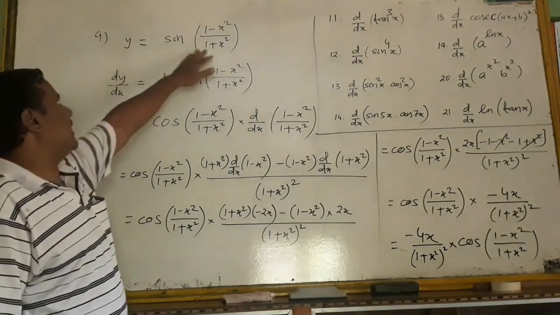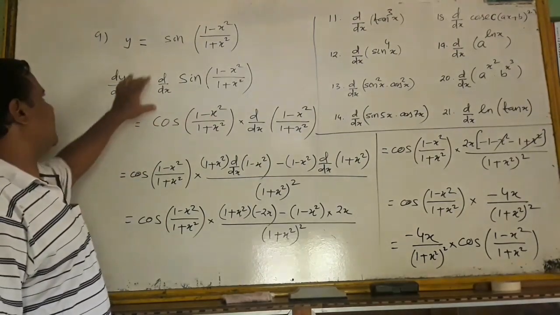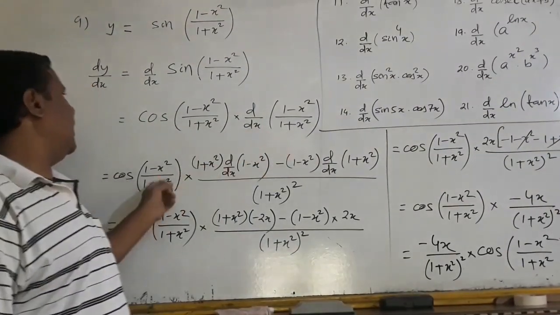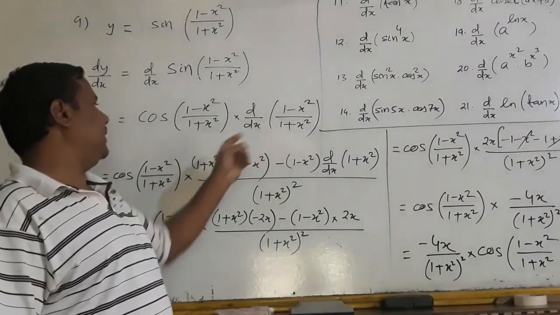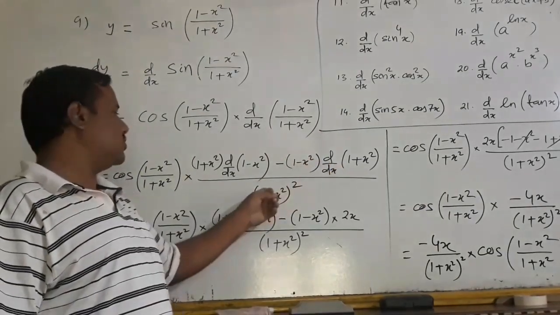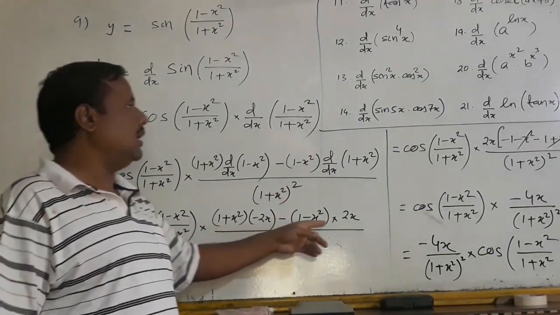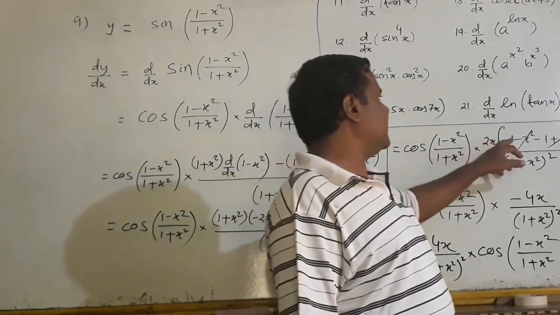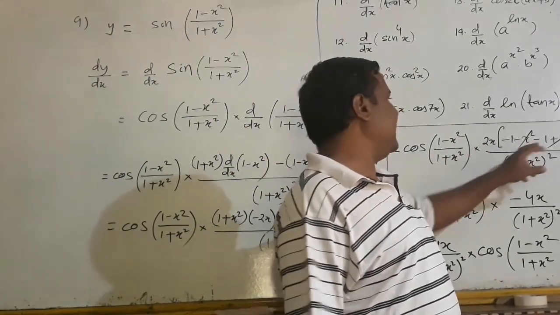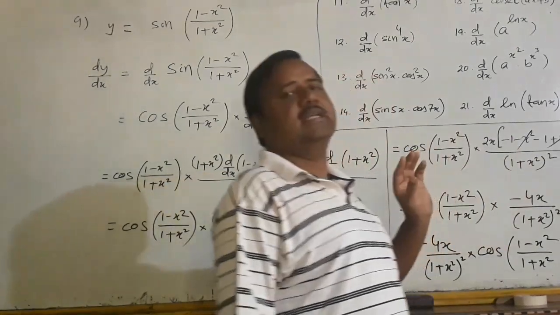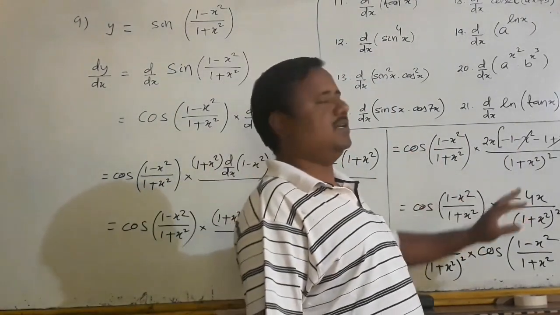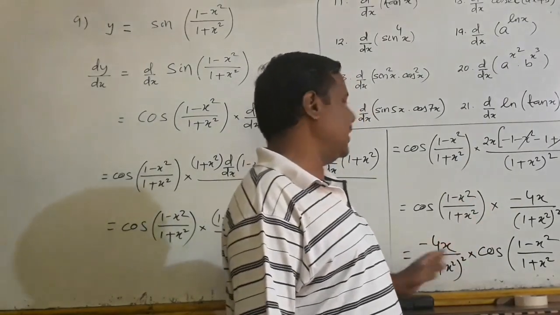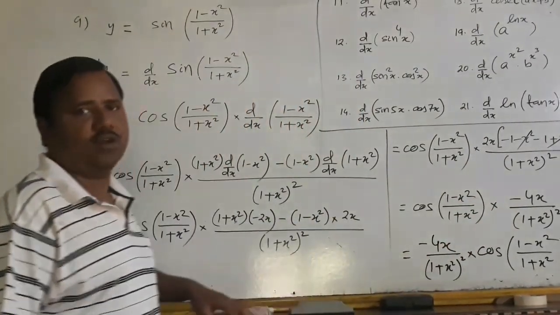Y is equal to sine of this. The answer is: differentiation of sine this is cos this into d by dx of this. And you apply the quotient rule, u derivative v minus u derivative v by v square. Then you solve. At this point I have made a mistake: 2x into minus 2, I have not written it as minus 4x. Mistakenly I wrote minus 2x, but it is really minus 4x. So you can rectify this. I am sorry for it.